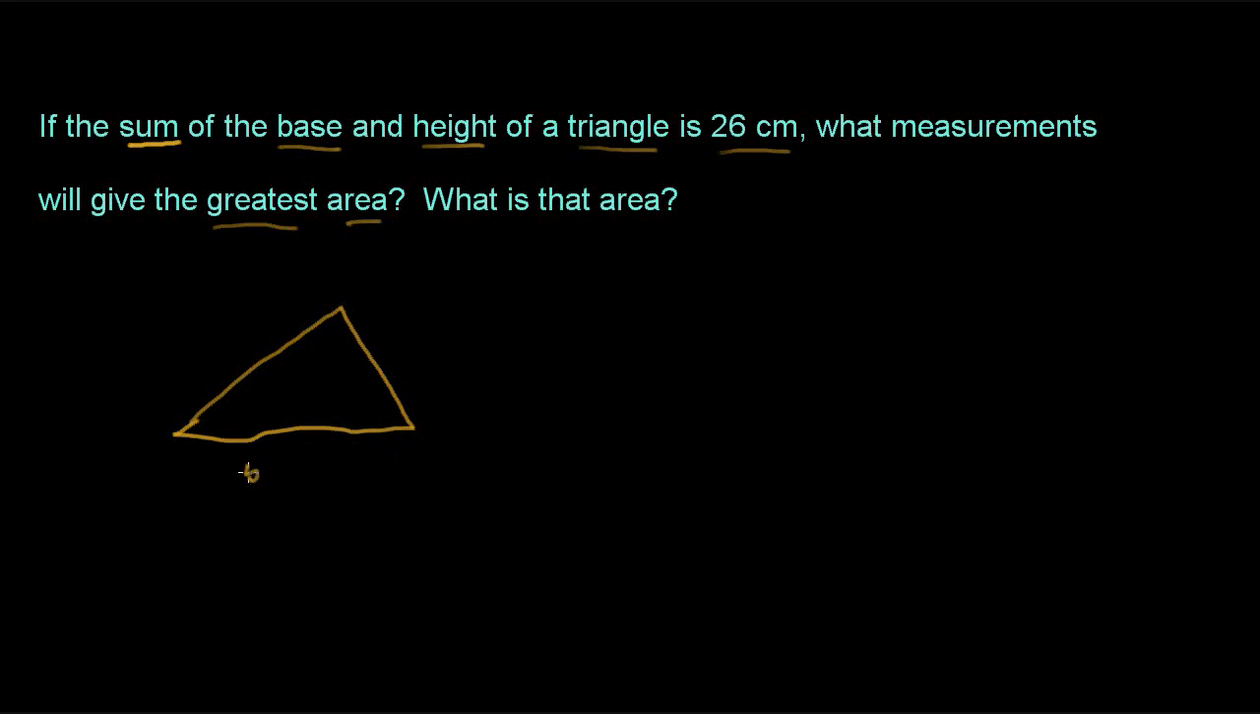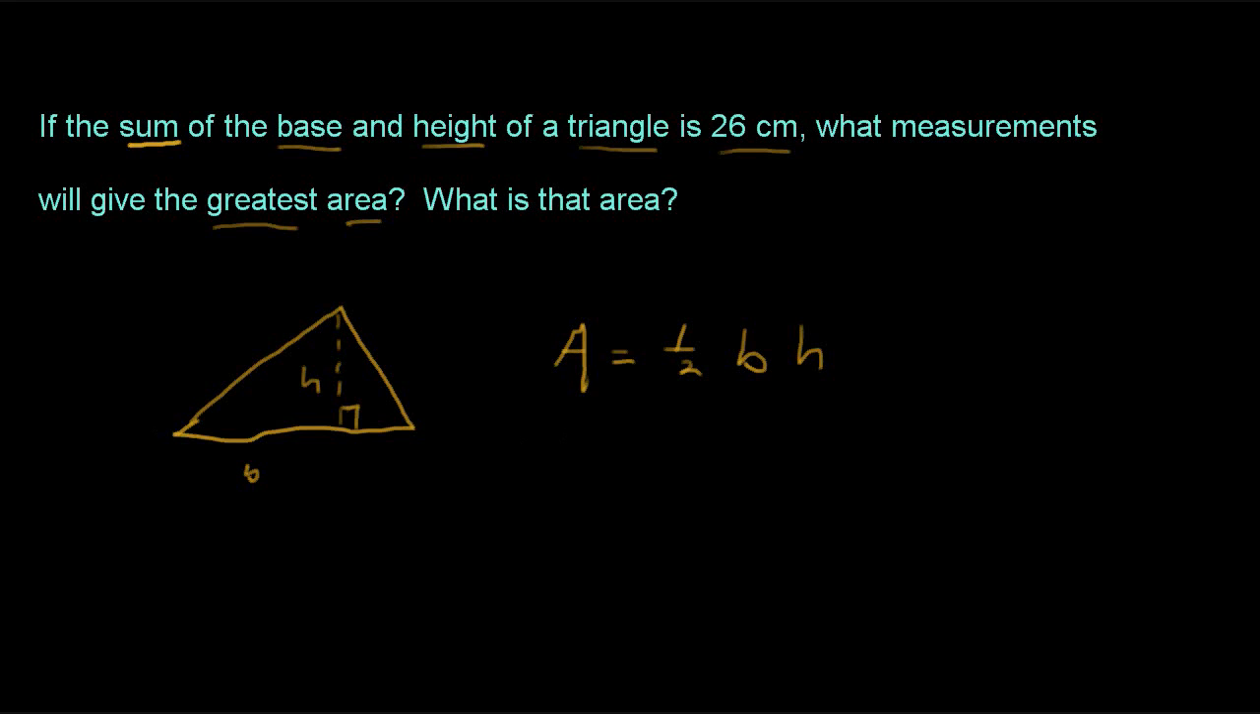Along the bottom we call that the base, and the height is a perpendicular segment going up from the base to the vertex, and that's the height. What's the area of the triangle? It's 1/2 base times height.